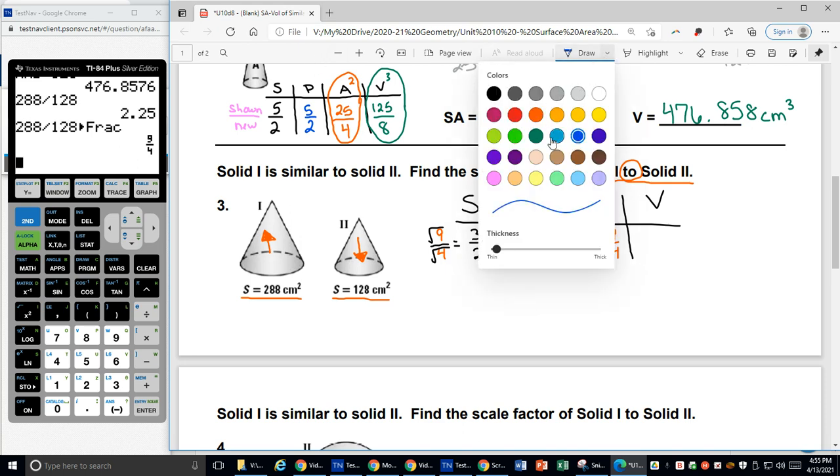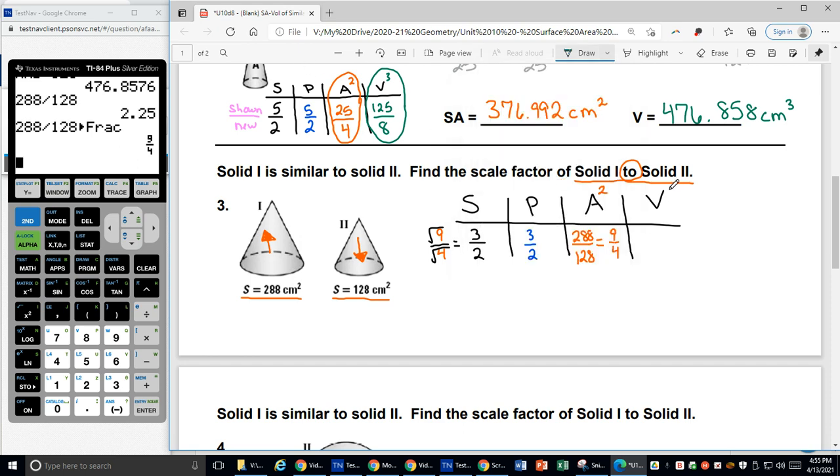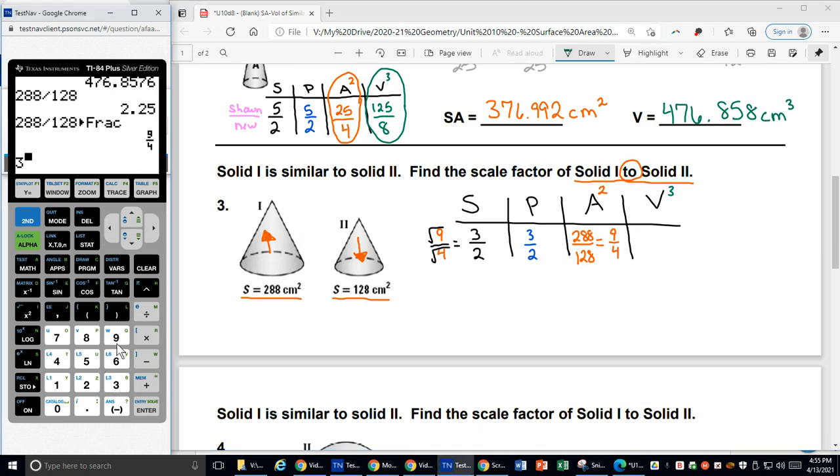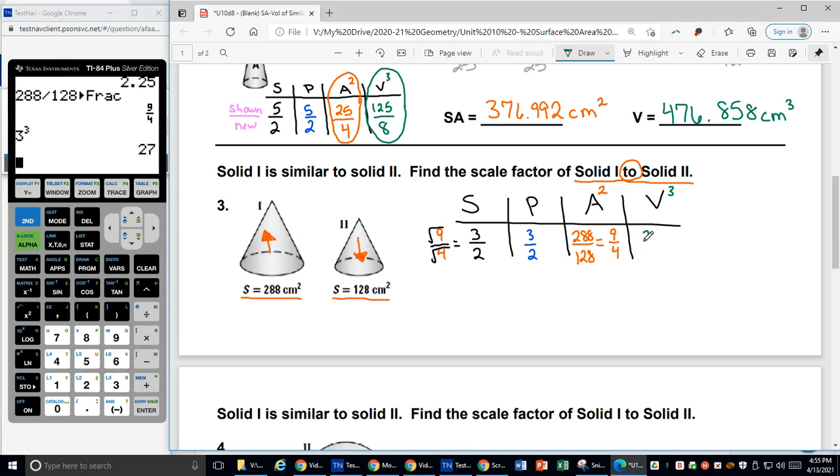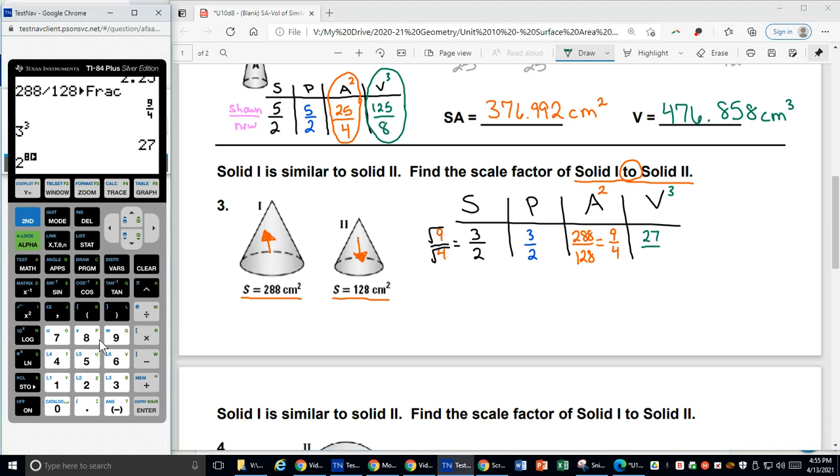And the ratio of my volumes is cubed. So I come back here to my 3 over 2, and I do 3 times 3 times 3, or 3 to the third power. And then 2 times 2 times 2, or 2 to the third power is 8.